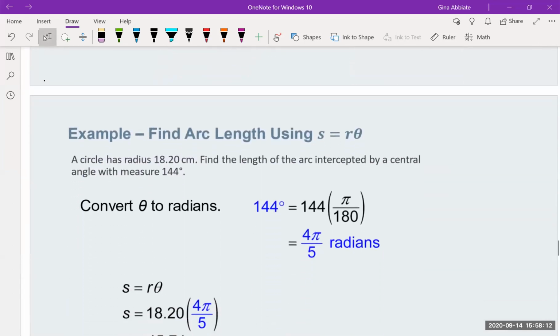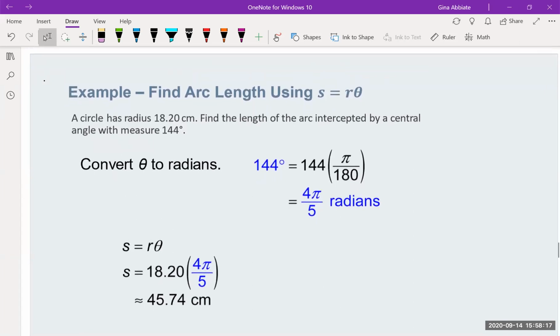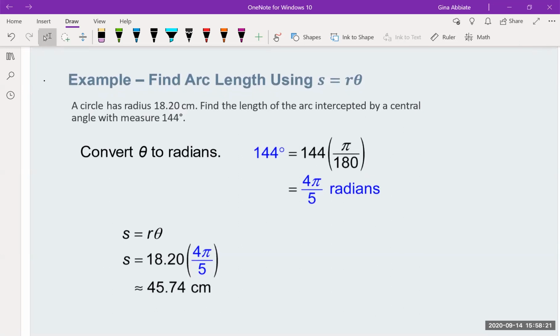This next example, though, is one in which we're given an angle measurement in degrees rather than in radians. So to use that formula, we have to first convert 144 degrees into radians. So you can see that part right here. They took 144 degrees over 1, multiplied it by pi over 180 degrees. And in the calculator, this will give you 4 pi over 5.